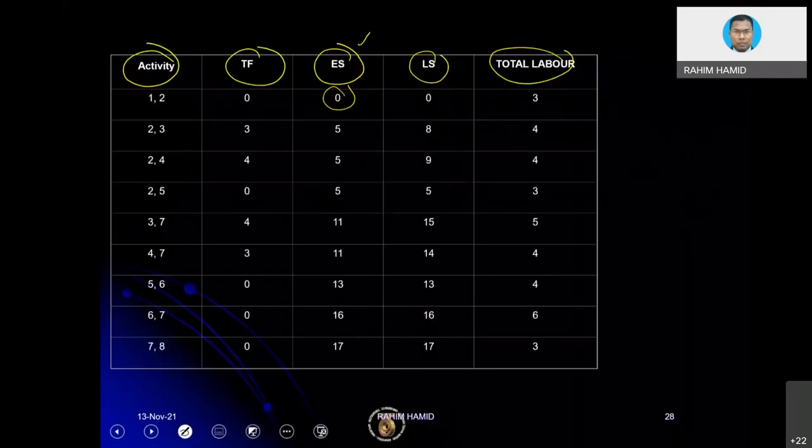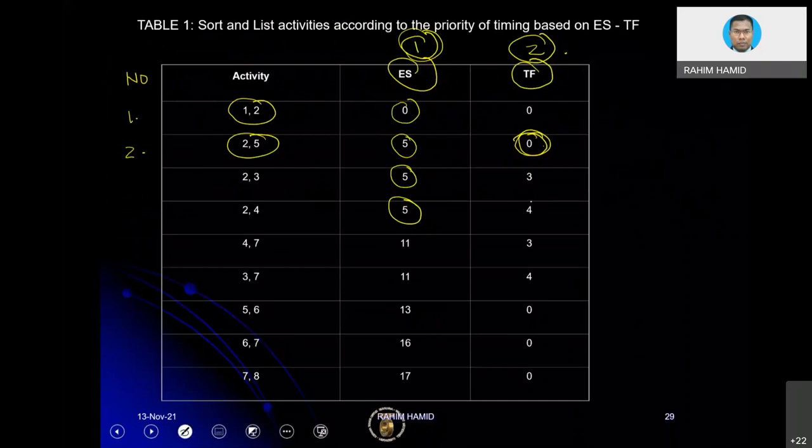Next would be, you see, this one is where the setter. Then there are 2 activities which basically have the same early start date on the 5th day, but then look at the total float. So it looks like the total float 3 is much smaller than the total float 4. So that's why activity 2, 3 is being put there.